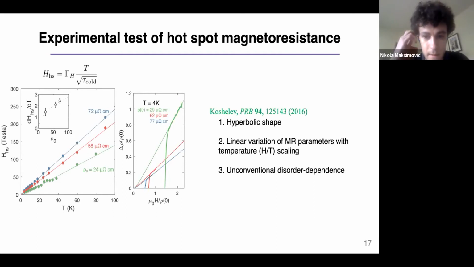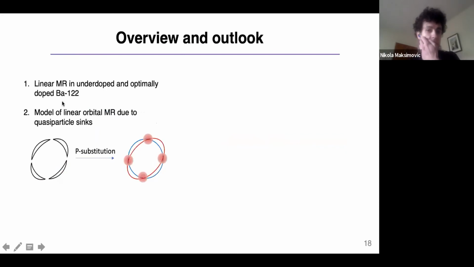So just to summarize, Alex Koshelev's model and calculation for this material is able to capture several features of the experimental data: the hyperbolic shape of the magnetoresistance, the linear variation of the MR parameters, and also this unconventional disorder dependence that we've seen in our experiment. So that's the end of my talk. I've presented linear magnetoresistance in underdoped and optimally doped barium-122. And then we have an orbital model for this behavior, which is based on these quasi-particle sinks. In underdoped barium-122, these are regions of large curvature, which slowly evolve into hotspots.